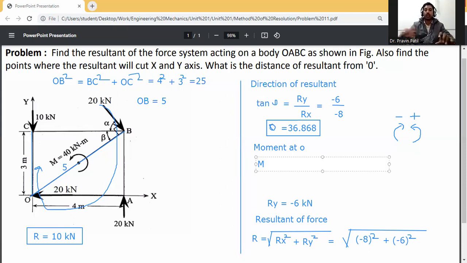So moment at O is equal to, first of all, this 20 kilonewton is rotating in the clockwise direction.